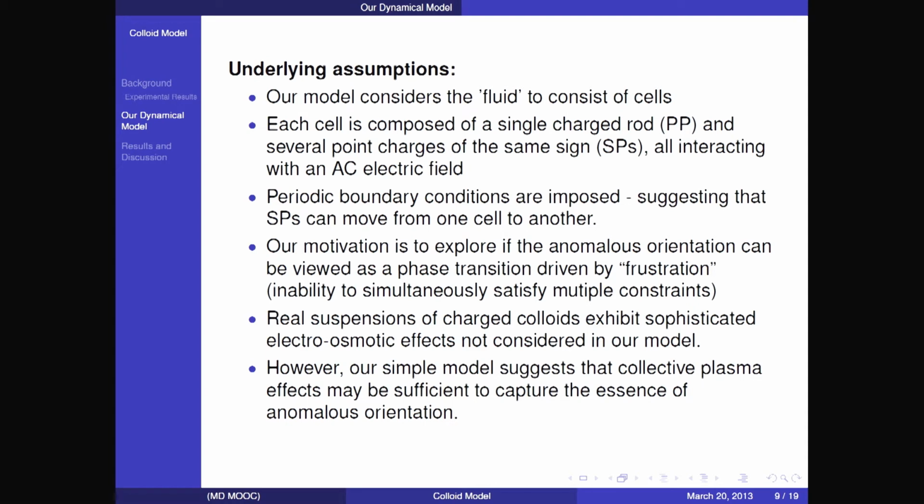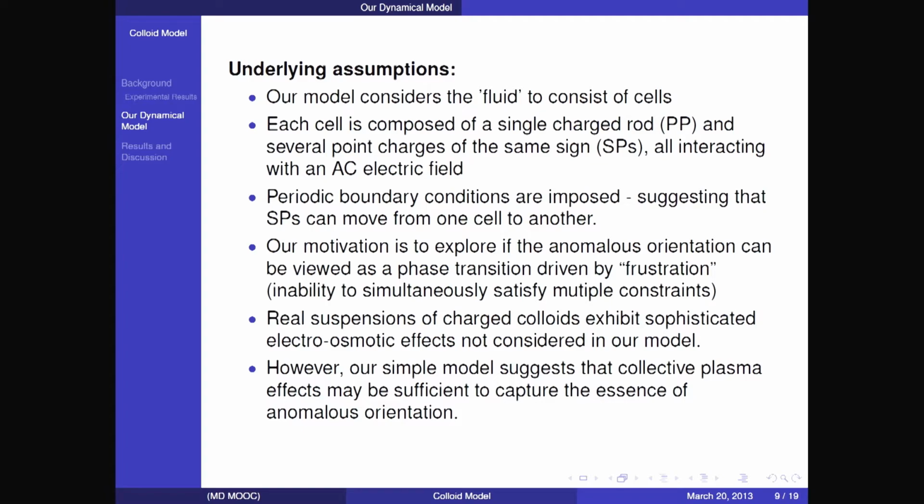If there are too many counterbalancing or countermanding influences, it can't really satisfy all of them. Or when I say it, it could either be the small particles or the big ones. If they can't fulfill all of them, then they actually do something weird, unusual. And that's what we'll see happens in this case. So that's our motivation to see if, in fact, this is a possible explanation for this anomalous orientation.